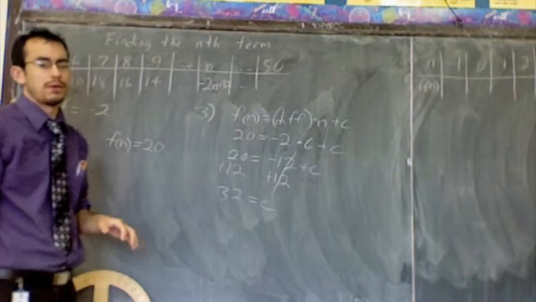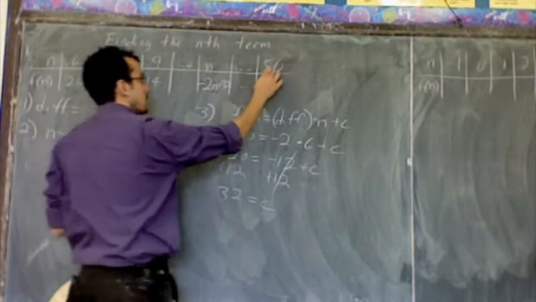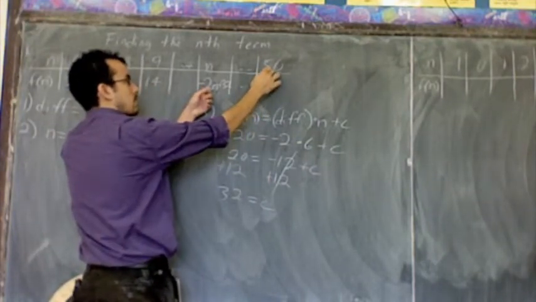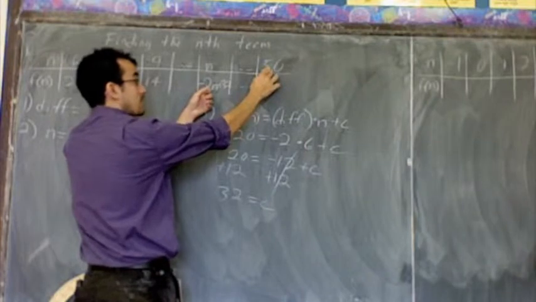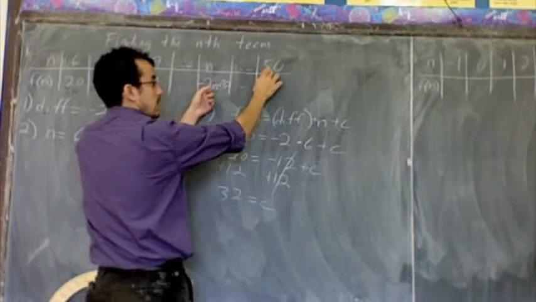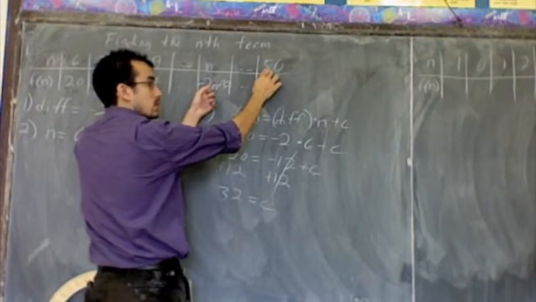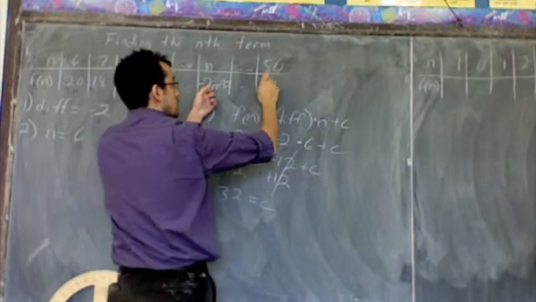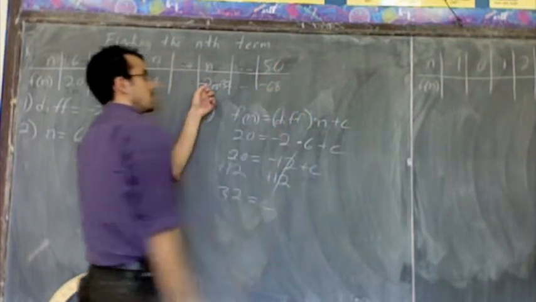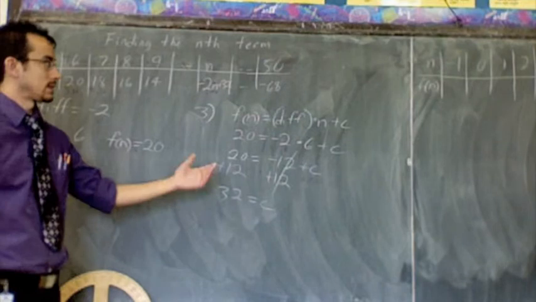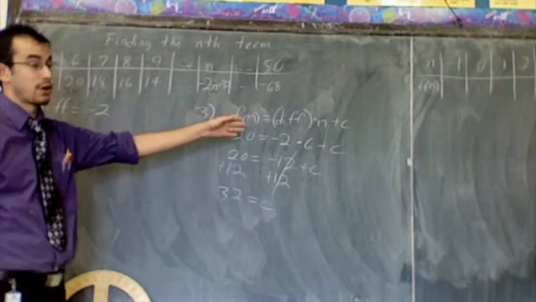Let's see how it works when I plug in 50. So, same deal. Negative 2 times the n, well in this case n is 50. Negative 2 times 50 is negative 100. Negative 100 plus 32 happens to be negative 68. And I'm done. That's it. I figured out what the nth term in this case was.